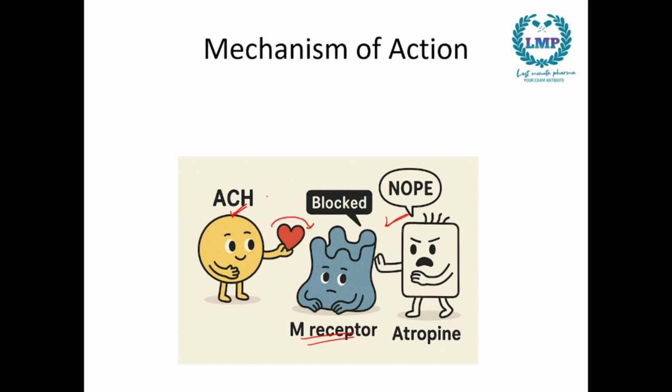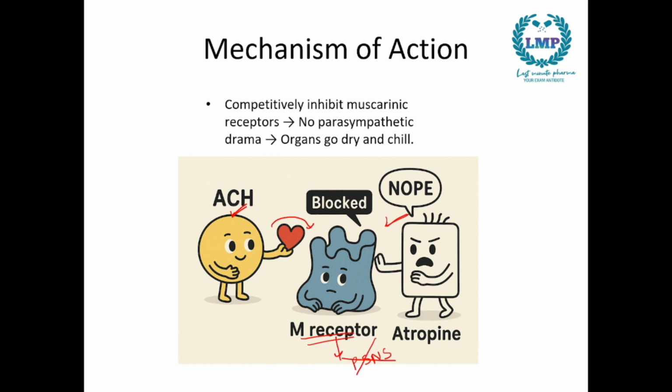Now, what happens if acetylcholine doesn't bind to the M receptor? Your parasympathetic nervous system will get deactivated, or the parasympathetic activity, the muscarinic effect, will not be seen. That's why this is also called an anti-muscarinic agent. So it competitively inhibits the muscarinic receptor, no parasympathetic drama, and the organs are going to go dry and chill, right?